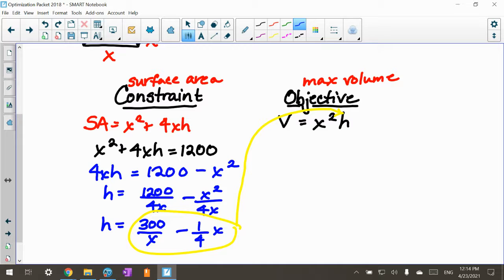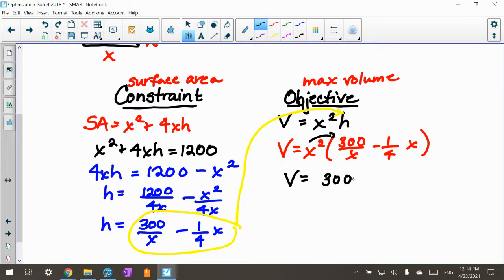When I do that, this is what I end up with. I have the volume equals x squared times 300 over x minus 1/4 x, okay? And then I'm going to actually distribute through here. So x squared times that, you end up with the volume being 300x minus 1/4 x cubed. There is the volume of the box in terms of x only.